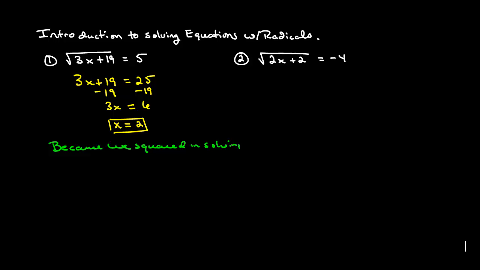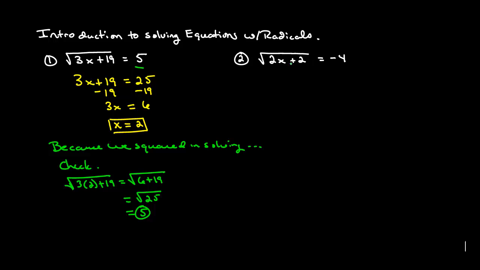Now, because we squared in the solving process, we need to check. So we're going to take our 2 and plug it into the original. It always has to go back into the original, not into anything after the squaring, because if you do it after the squaring, you're going to end up seeing that that solution works. So we need to put it into the original. So this will be 3 times 2 plus 19. So that's the square root of 6 plus 19, which is the square root of 25, which gives us 5. That's what we were looking for.